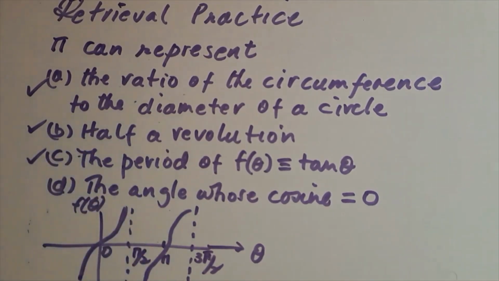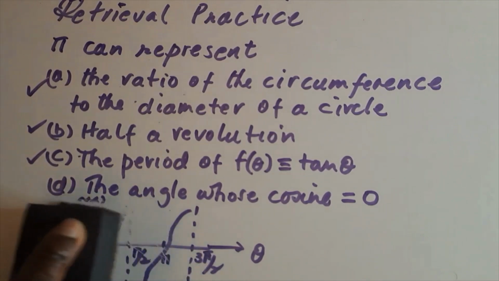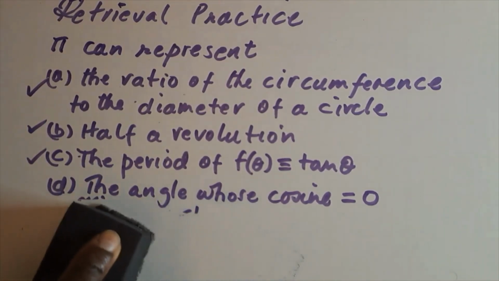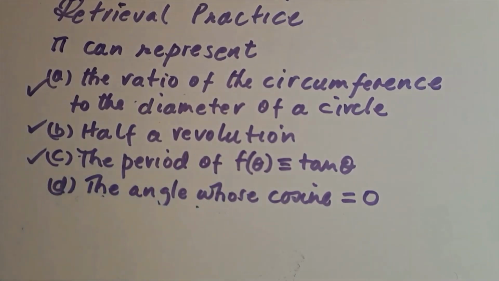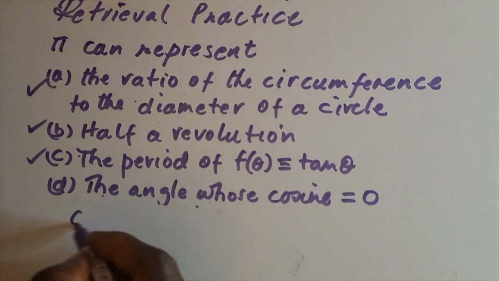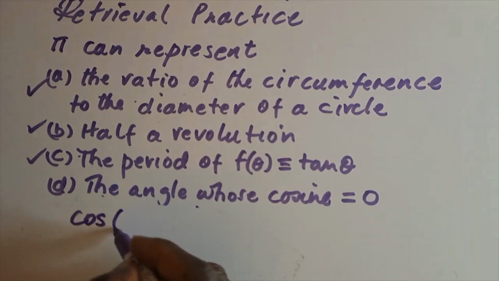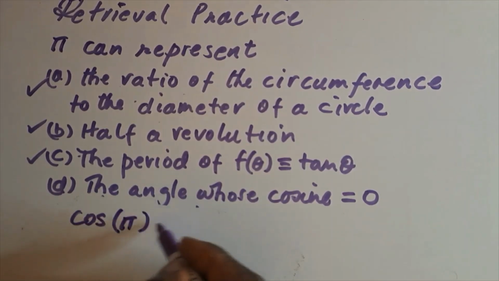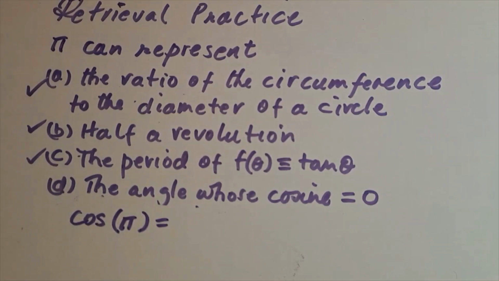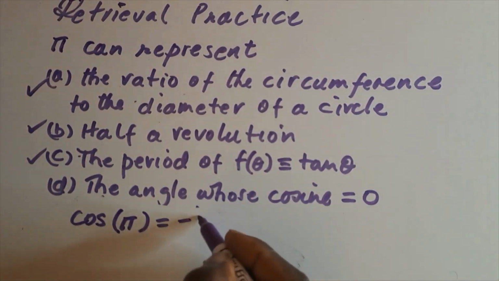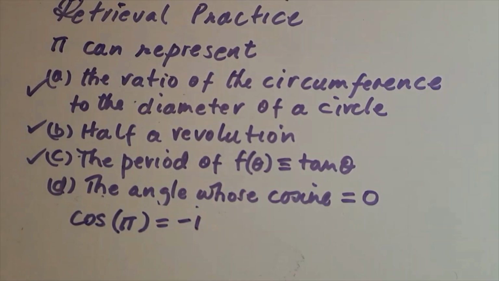So this one is correct also. What about the angle whose cosine is 0? Cosine of pi is not 0, it's -1. And this is the exercise: you just sketch the graph of the cosine function, and you'll see that cosine of pi is -1 and not 0.